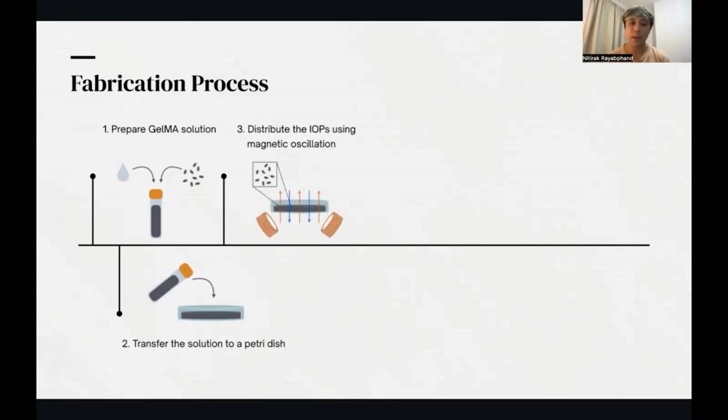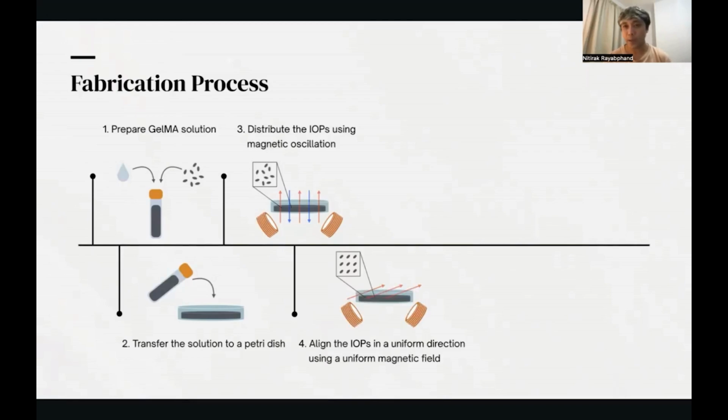And then we use the magnetic oscillation to distribute all the IOPs around the solution. And when all the IOPs are distributed around the solution, we align the IOPs in a uniform direction using the uniform magnetic field, and then we fix it.